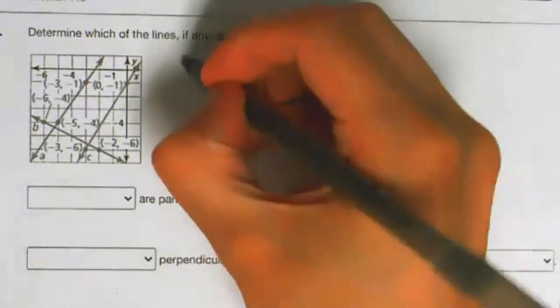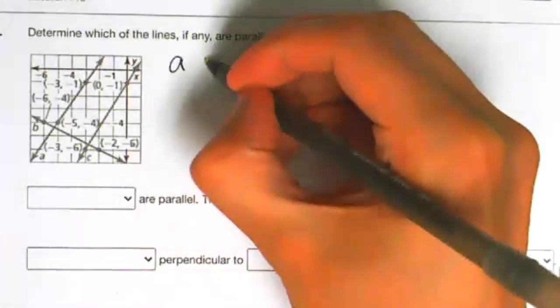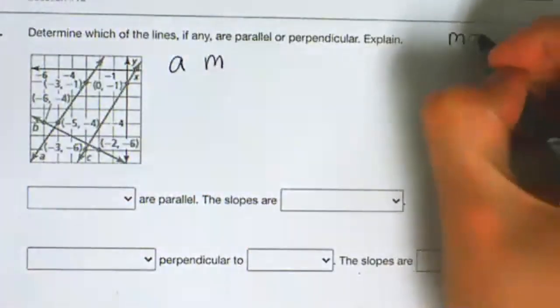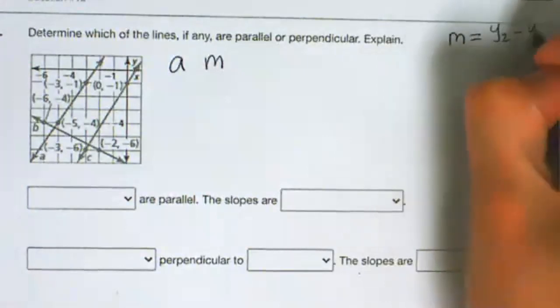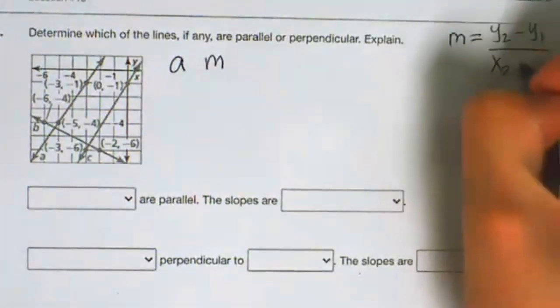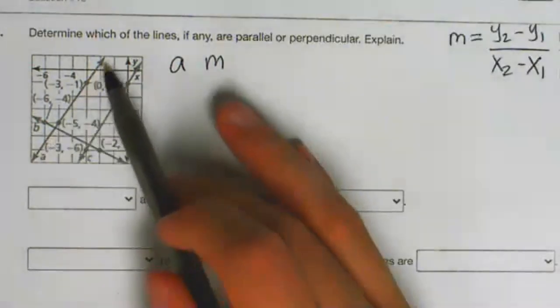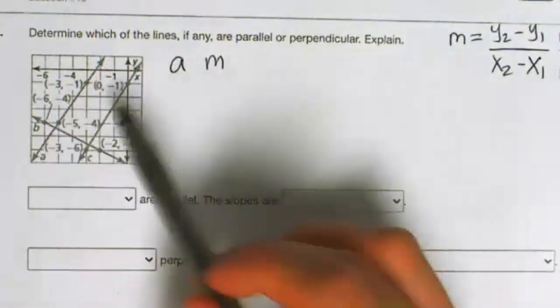And our lines are A, B, and C. So I'm going to set up my slope calculation for line A. Now, in case you've forgotten, to calculate slope, you use m is equal to y2 minus y1 divided by x2 minus x1. The x2, y2 and the x1, y1 refer to points on those lines. So we're first going to look for the slope of A, and A is this line right here that goes up and down. And we need to identify the 2 points that are given.